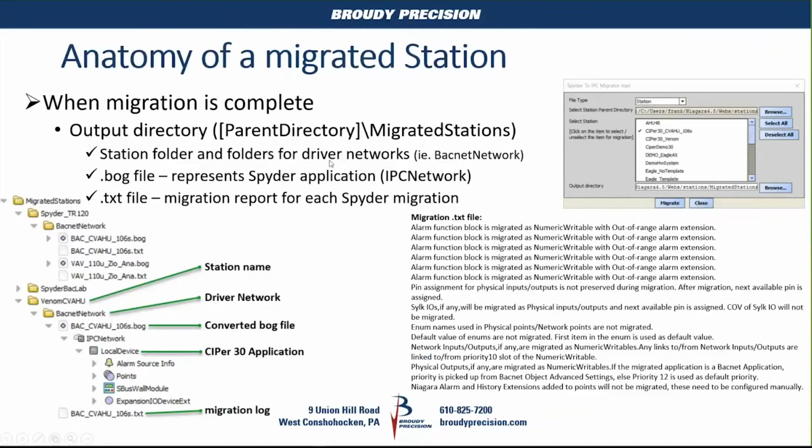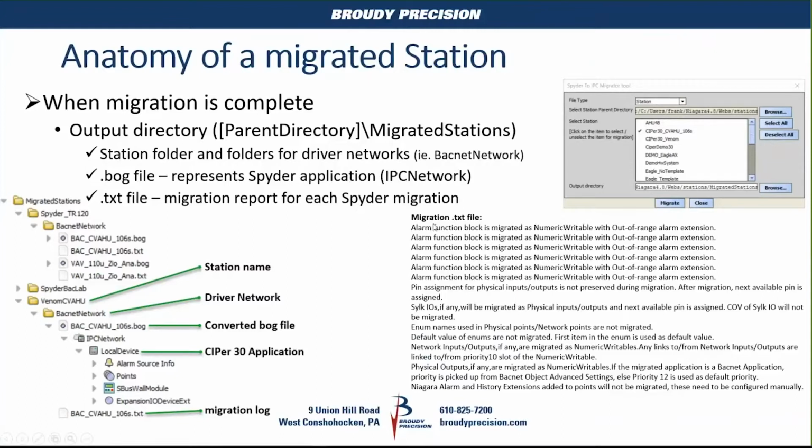And what you basically have within there is a station folder, which is the name of your station, and then you'll have folders for your driver networks and any other device networks or device folders that you have below there, which will be represented in the BOG file that gets created with the migration. So there'll be that BOG file, which will have the Spyder application migrated to an IPC network, and then you'll have a text file which is basically your migration report. So you can go through that and see the notes that were created on your application.